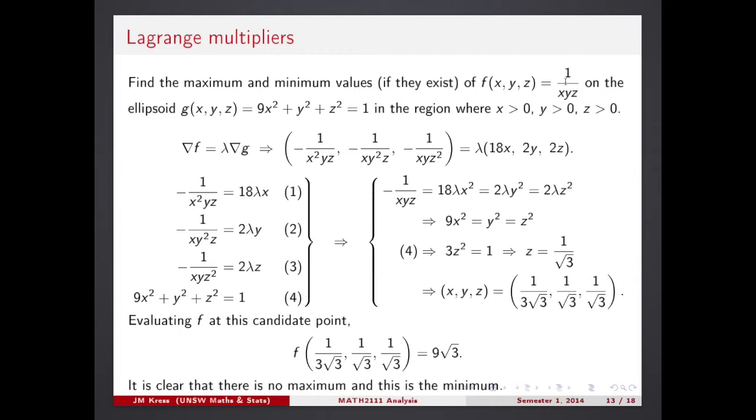And that's why your function, 1 over x, y, z, will have infinitely large values on your ellipsoid. And that's why this must be a minimum. That's the argument which explains why it is a minimum. Okay, any questions?